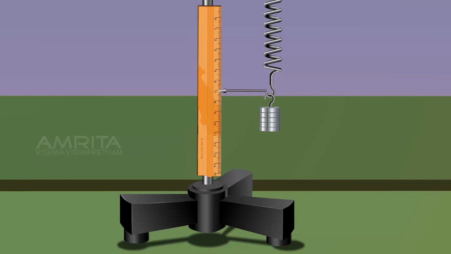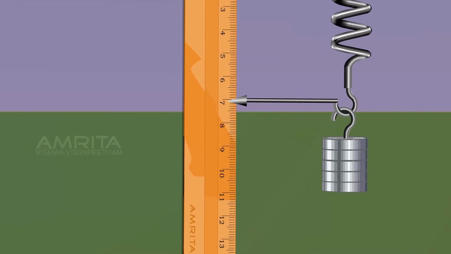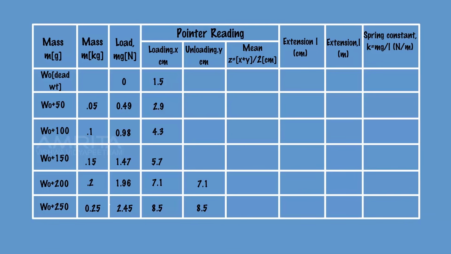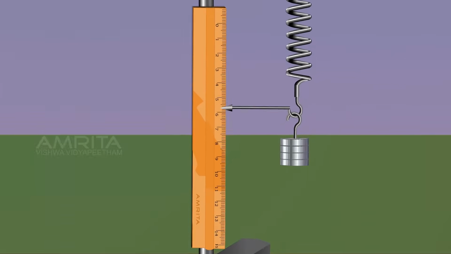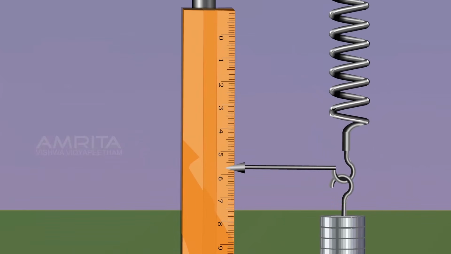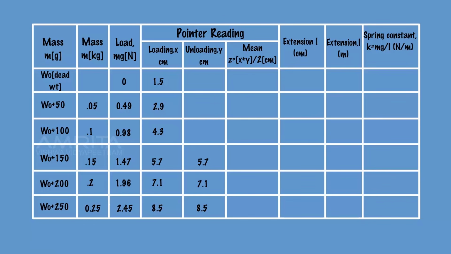Now, slowly remove one weight from the weight hanger. It is seen that the pointer moves upward. Note the reading on the scale and record it in the tabular column. Remove another weight. The pointer moves upward. Note the corresponding scale reading. Record the scale reading in the tabular column.